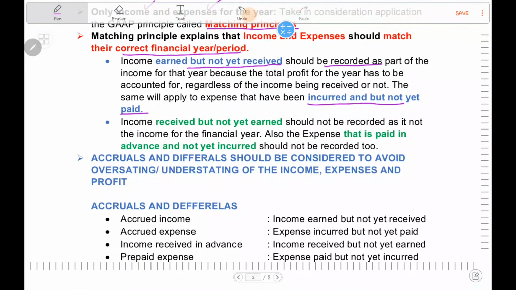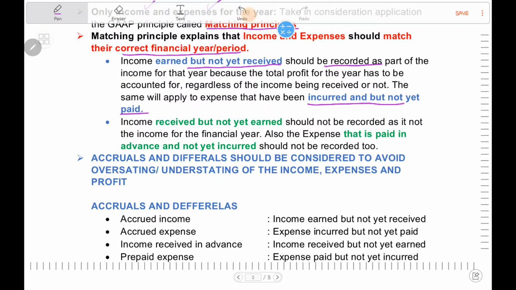Then again, there are going to be certain incomes that are received but not yet earned, and this will be income received in advance. These ones, we subtract them. The name speaks for itself. We subtract them simply because that particular income is not for the current financial year, it is for the next financial year. So according to the matching principle, we only want those incomes and expenses that fall within the financial year.